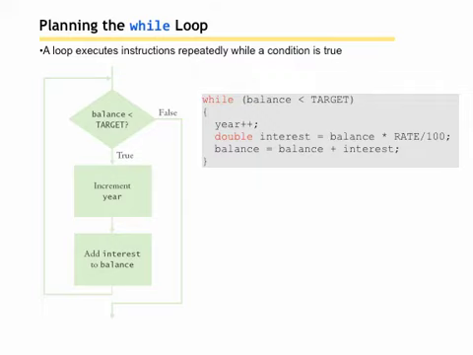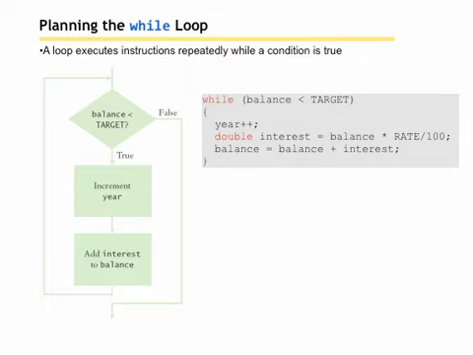As long as balance is less than target, and as long as that is true, we increment the year and we add interest to the balance. And then we go back up and we check. Is balance still less than target? If it is, we enter the loop, we follow the true path, we increment year, we add interest to balance, and go back up and check the new balance. Is balance less than target? And so on. When that condition becomes false, when balance is no longer less than target, then our loop ends.